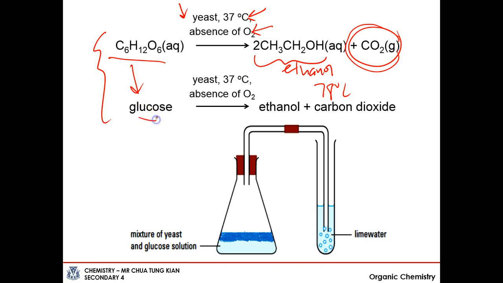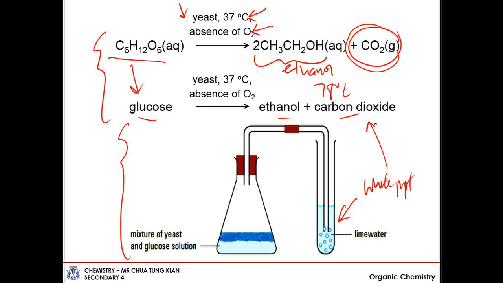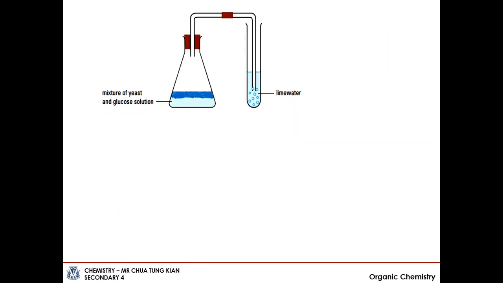So glucose gives you ethanol and carbon dioxide in the presence of yeast, 37 degrees Celsius, and the absence of oxygen. This is a common setup in the lab used to do simple fermentation. Take note, everything is sealed to prevent oxygen from going in. And if I were to insert a test tube with lime water here and a bubble, I will be able to see white precipitate. Why? Because carbon dioxide is released during the fermentation process.